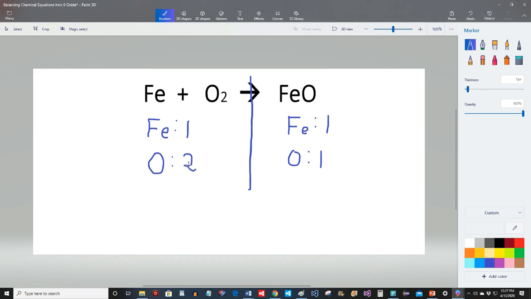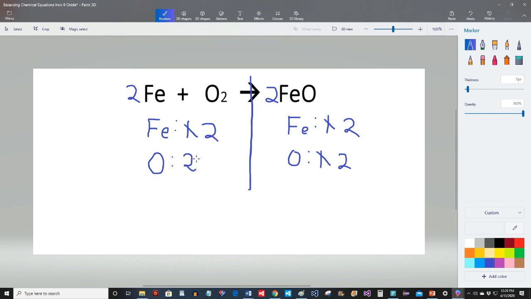Well, there's no way I can turn a 2 into a 1, not by adding coefficients, and the coefficients should always be integers, by the way. But we can turn this 1 into a 2. If I put a 2 here, that turns oxygen into a 2. But remember, when you put a coefficient here, you are multiplying the entire molecule. So that means iron gets doubled also. That's too bad, because now it's not balanced because of iron. So I have a 2 here, I only have a 1 here. Let's put a 2 here. And that changes the value of iron to 2.